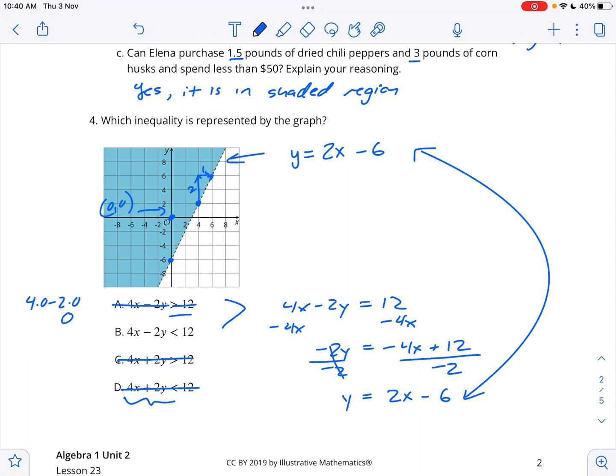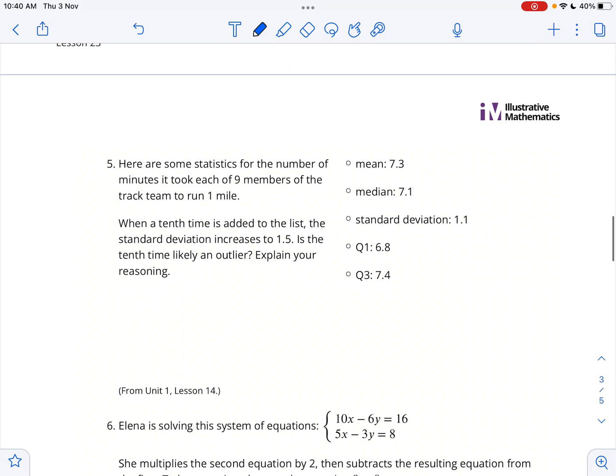So that means A is not going to work, because according to the graph, 0, 0 is a solution. And if you plugged it into the next one, that's still going to equal 0, and 0 is less than 12. So B is going to be my final answer. So there are a bunch of ways you could do that problem. That's just one possible strategy.